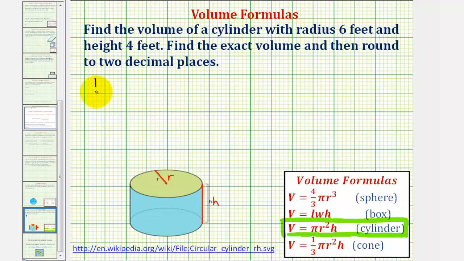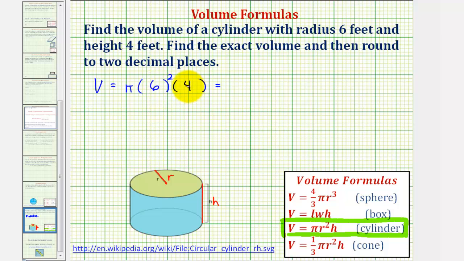The volume is equal to, now when we complete this formula, it's common to leave the units off and then just put cubic feet in the answer. But I am going to show this both ways. Let's first leave the units off. So again, we have volume equals pi times r squared times h, where r is the radius, which is 6 feet, so we'd have 6 squared times the height, which is 4 feet, so we have times 4.